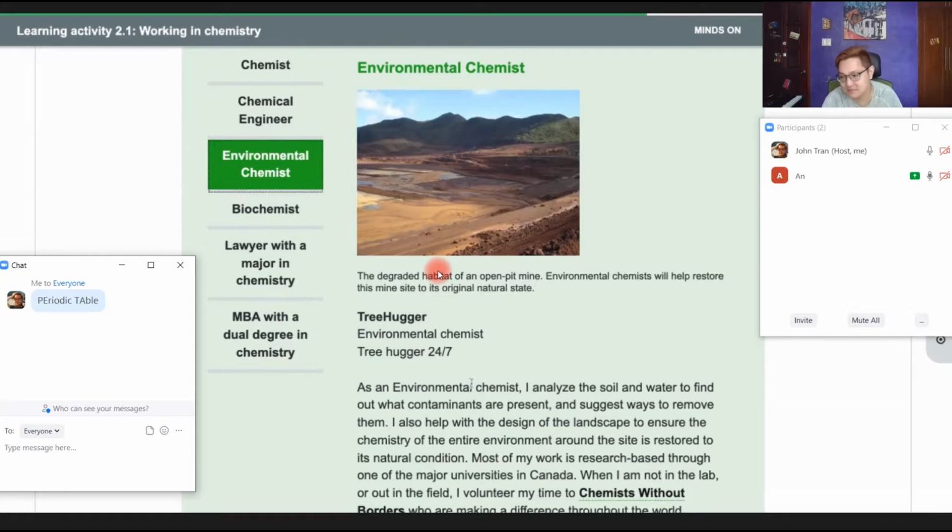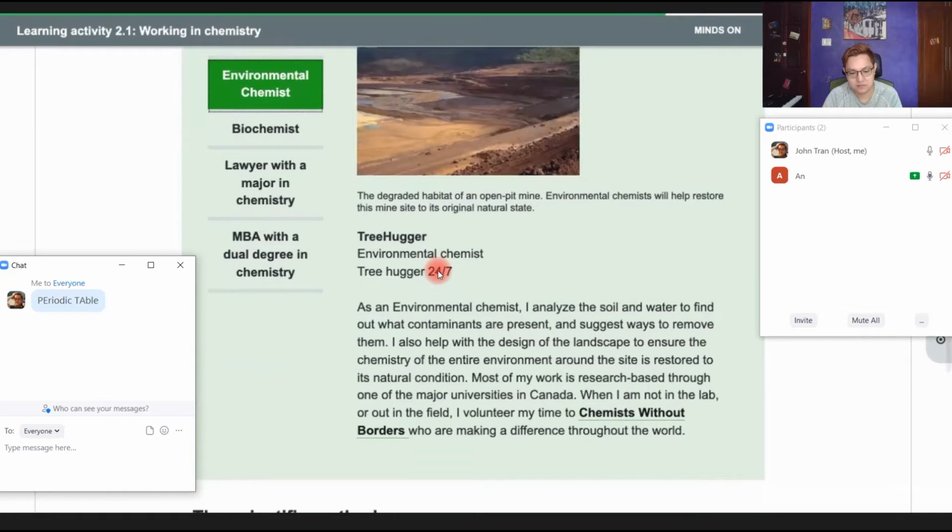As an environmental chemist, I analyze the soil and water to find out what contaminants are present and suggest ways to remove them. I also help with the design of the landscape to ensure the chemistry of the entire environment around the site is restored to its natural condition. Most of my work is research based through one of the major universities in Canada. When I am not in the lab or out in the field, I volunteer my time to Chemists Without Borders, who are making a difference throughout the world.